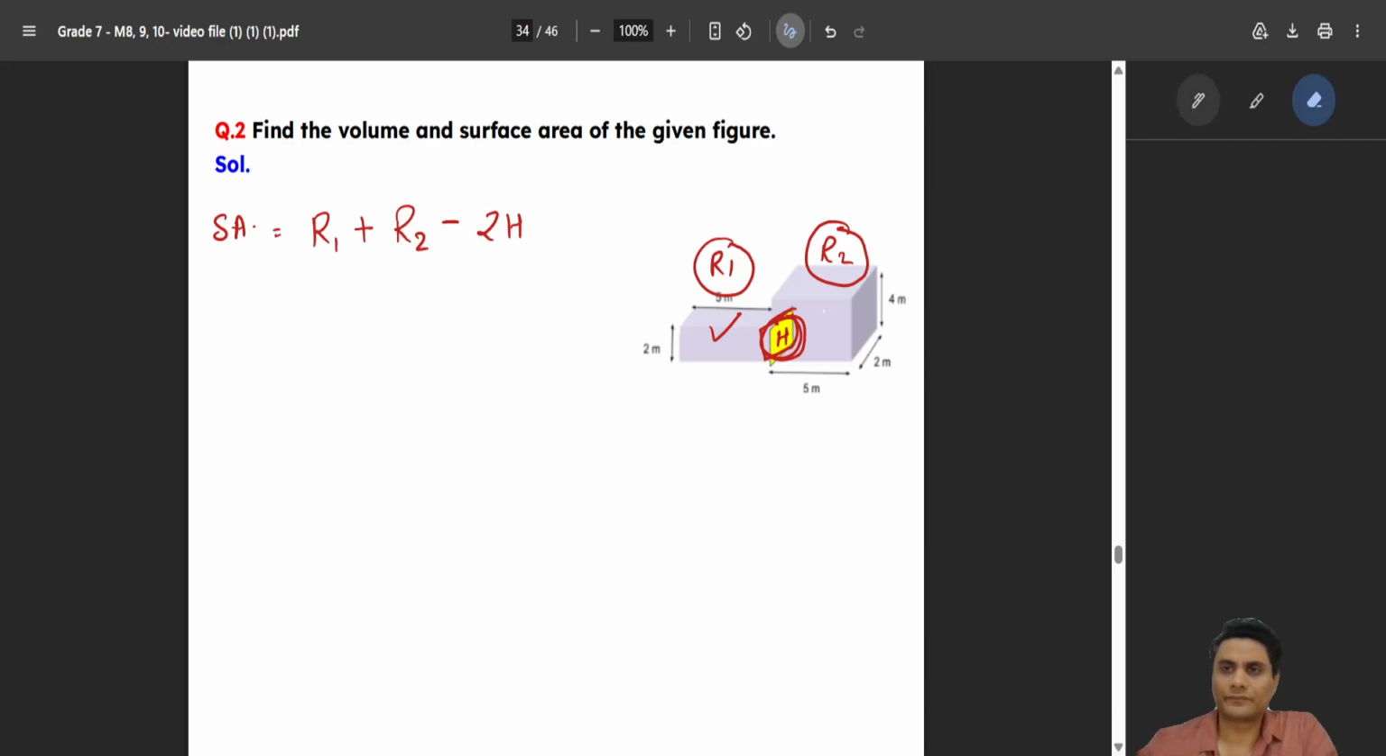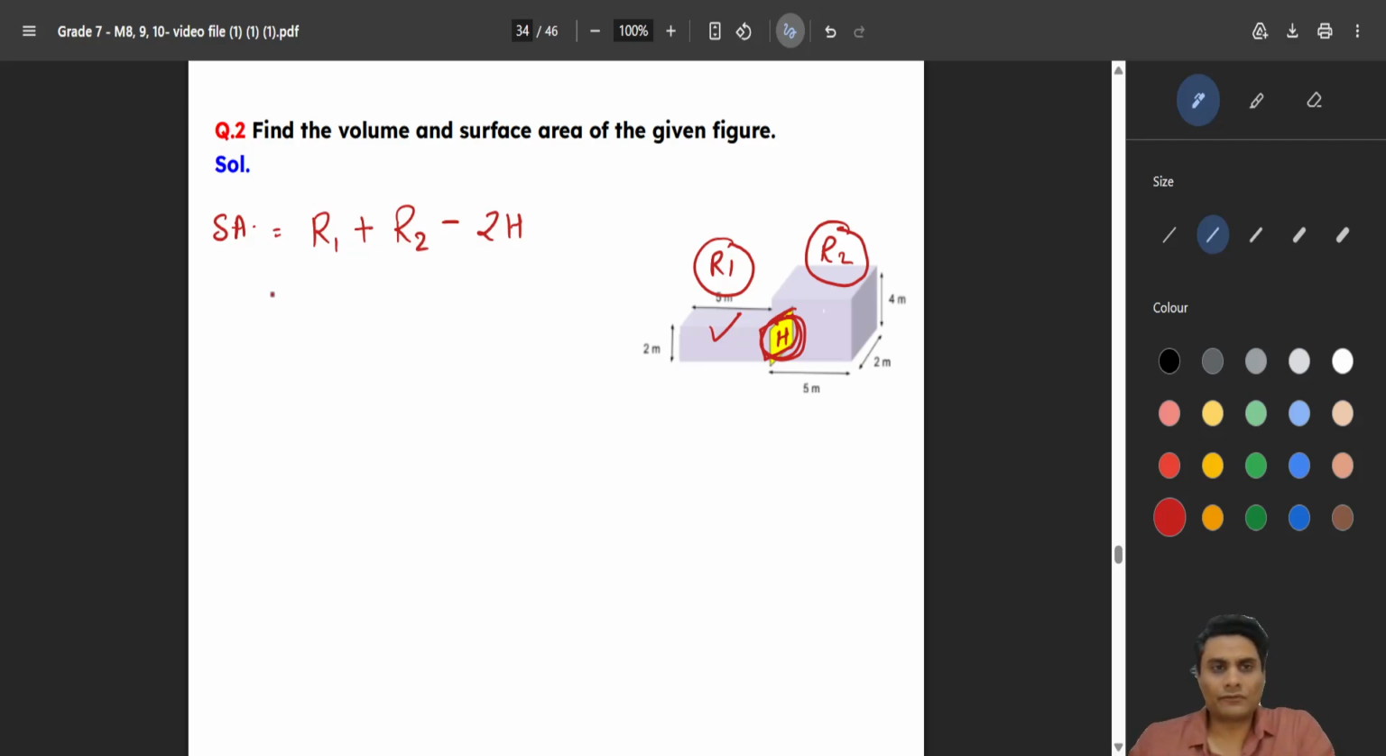Let's see. What was the formula for the rectangular prism? 2 times length. Okay, let us do it for R1 here. R1. What was the formula? 2 times length width plus width height plus height length, correct? Okay. So for this one, what is the length?